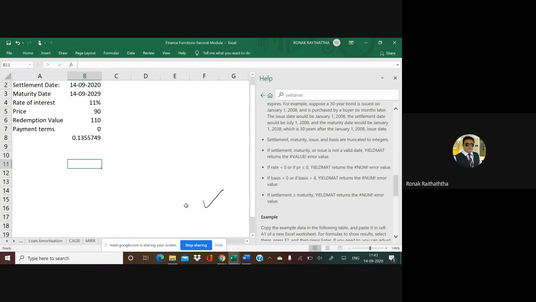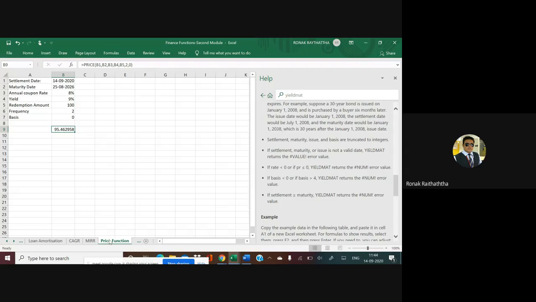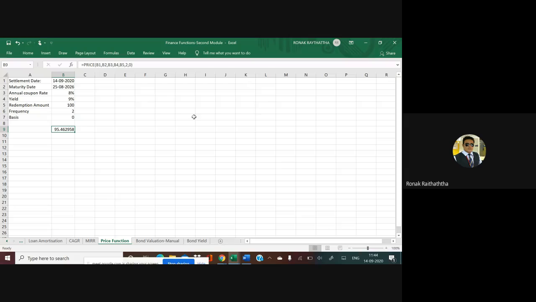Now, what are those questions which can be solved by using the bond related functions in Excel? So let's try to understand. The first function we have here is the price function. The price function is a function which gives you the intrinsic value of the bond.